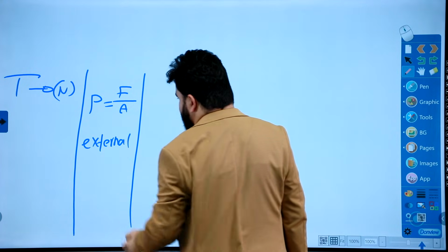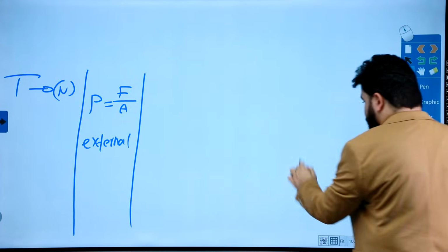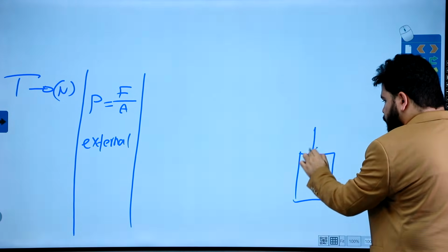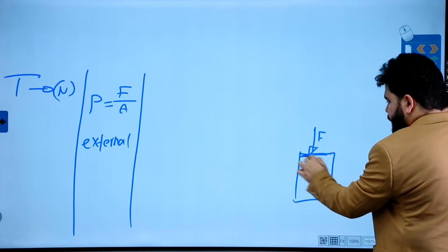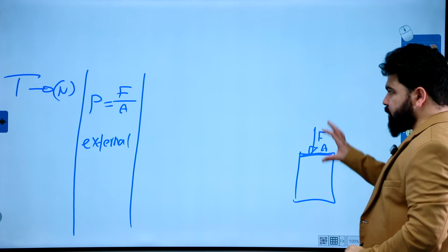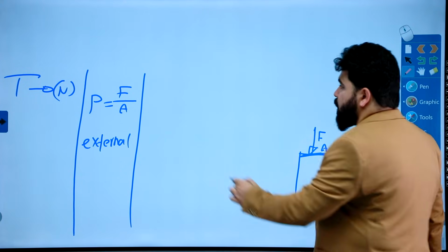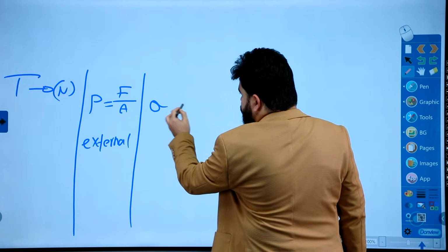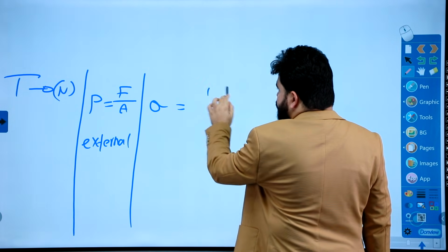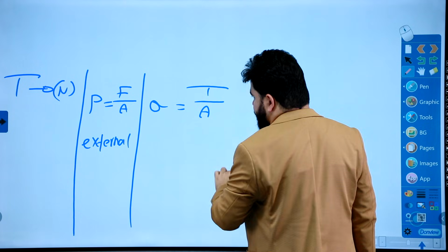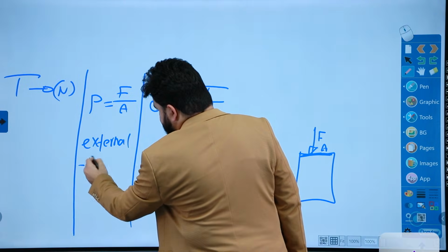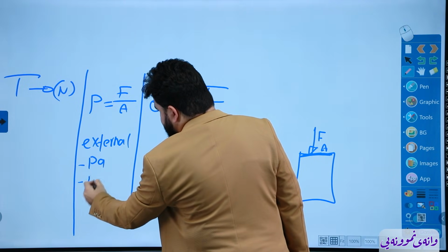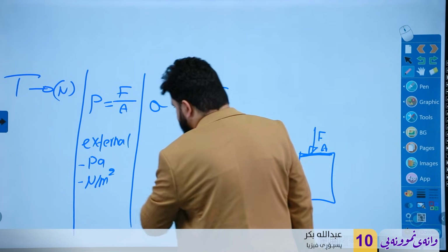For example, you apply a force on a box. Let's say you have an object here. You apply a force over an area. This is basically pressure. You also have something else which is called stress. Stress is equal to tension divided by area. Pressure is measured in Pascal, or we can say Newton per meter squared.